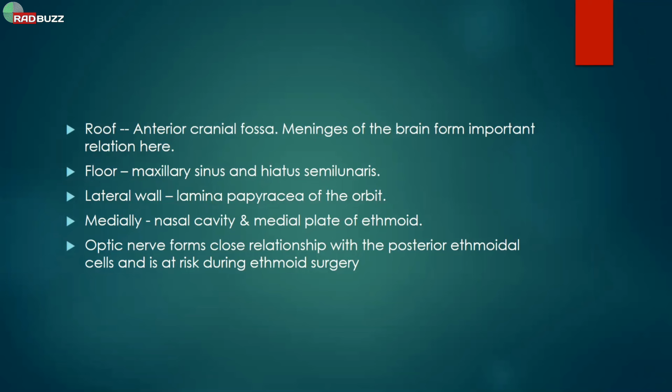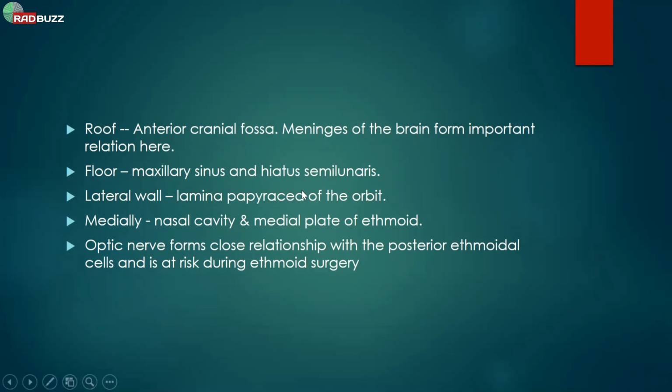Or they are already very thin, so when there's thinning and crusting of the walls, it gets very difficult, but it remains important radiologically to tell their involvement and extent of the disease. So roof is by anterior cranial fossa. The brain forms the important relation here. So basically, anterior cranial fossa base is the one which is forming the roof of the ethmoid sinuses.